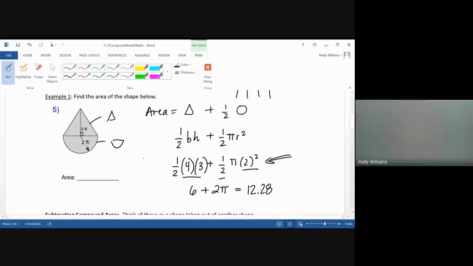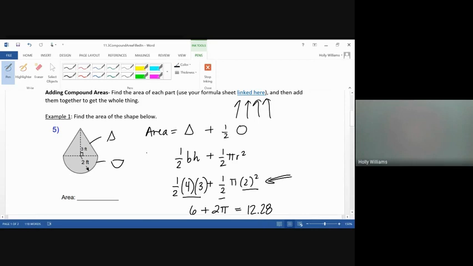So that's the first one. There's kind of 2 categories for compound area. The first one is where you're adding the parts, because we know this whole shape is made up of both parts. So all we're going to do there is just add them together. That's the first part of your notes today.